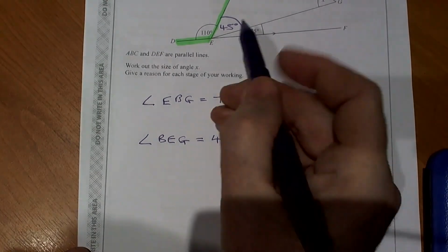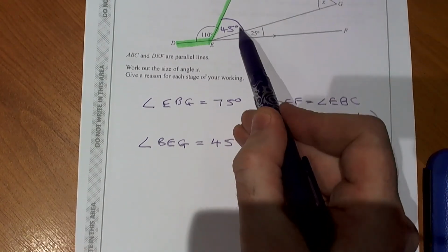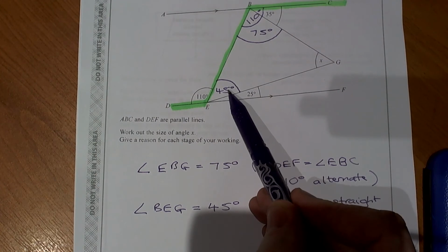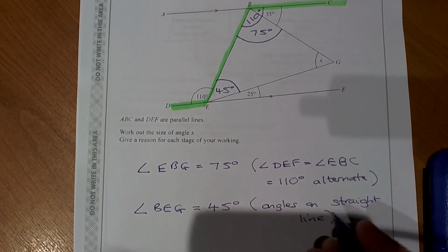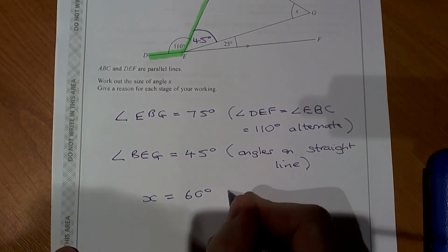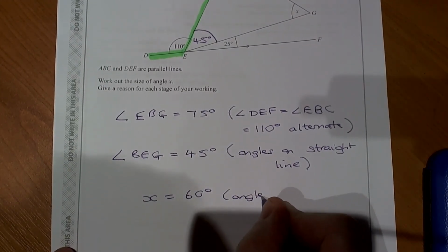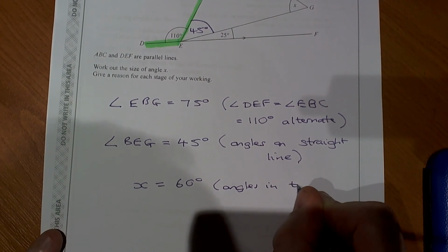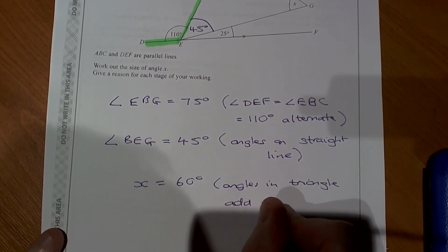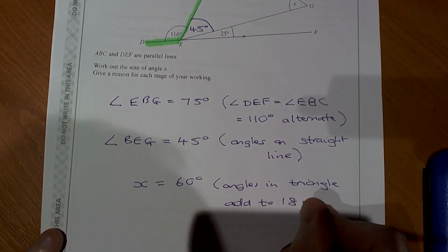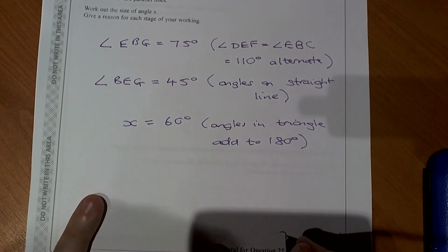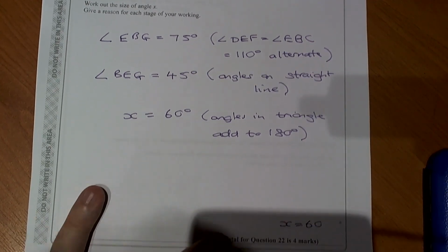Now the final angle we need to get is X, so we can get that through the angles in a triangle add up to 180. 75 plus 45 makes 120, so X must be 60 degrees, and the reason is angles in a triangle add to 180 degrees. So X is 60 degrees.